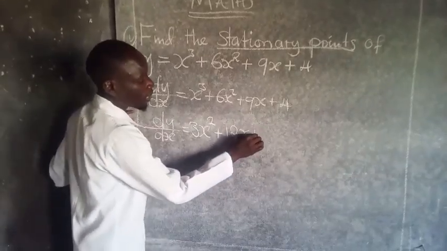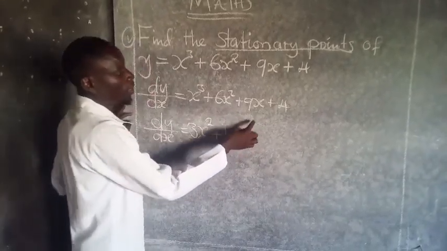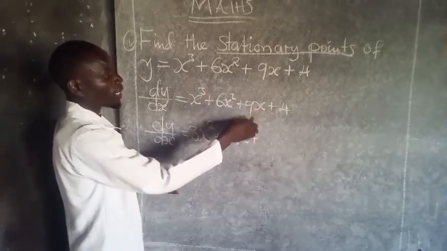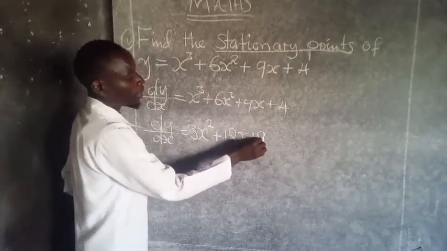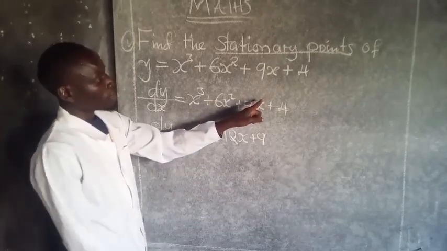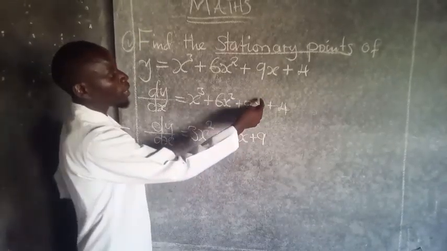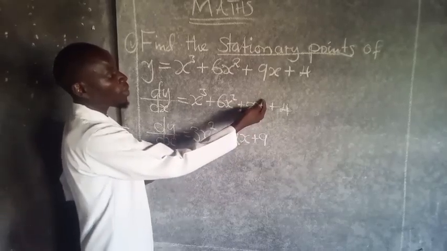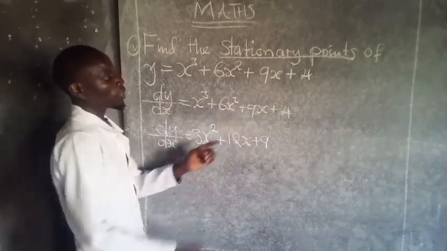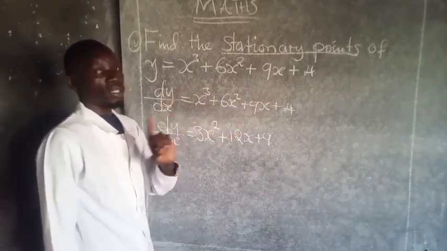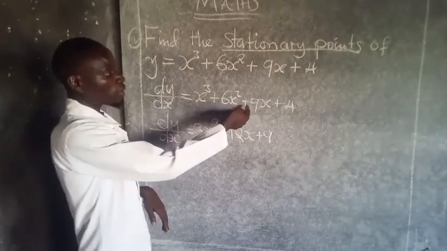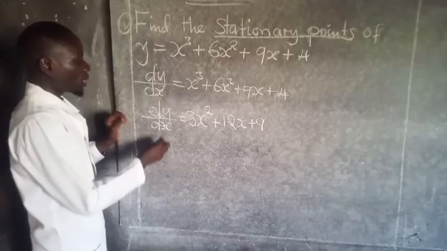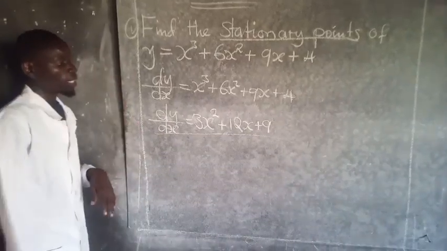Then you continue by saying plus. The power here is 1, so we say 1 times 9, the answer will be 9. Since there is power 1 here, if we say 1 minus 1, the answer will be 0, meaning this x will have a power of 0. And we know a number to the power of 0 is 1. Therefore, that 1 multiplied by 9, the answer will be just 9. So this is the derivative that we have calculated.